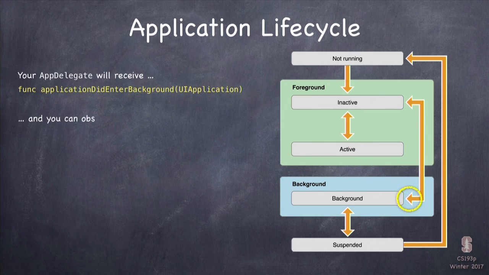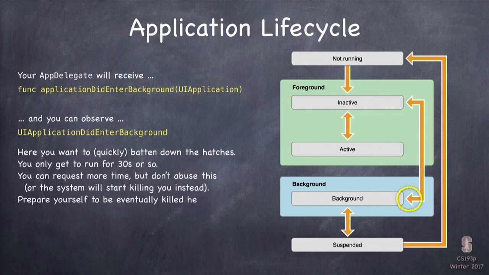This little arrow down in the corner, this is the did enter background state. This is where you want to batten down the hatches. You want to save any unsaved information. You've already paused, probably, because you went up through the active, so you can't get there from active unless you went through the inactive pause. See how the arrows go there? So here's where you want to save things.